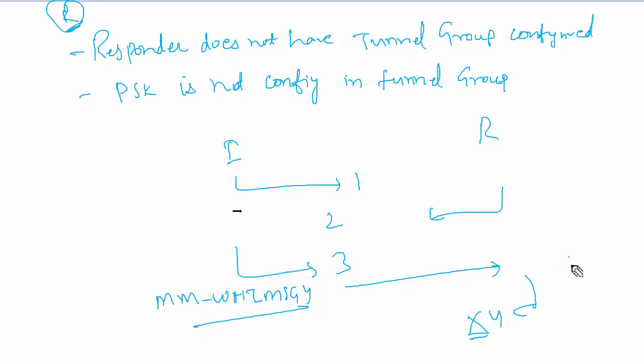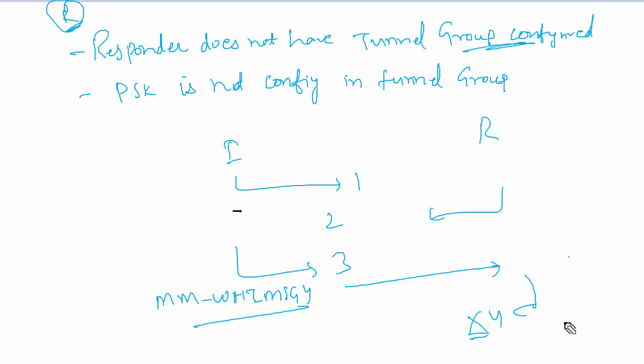The responder is not sending message 4 because it does not have enough information to proceed. After sending message 4, what will the responder be doing? It will be generating session keys. To generate session keys, the responder needs the pre-shared key. To find the pre-shared key, it needs the tunnel group, right? So if the tunnel group is not there, it will not send the fourth message.